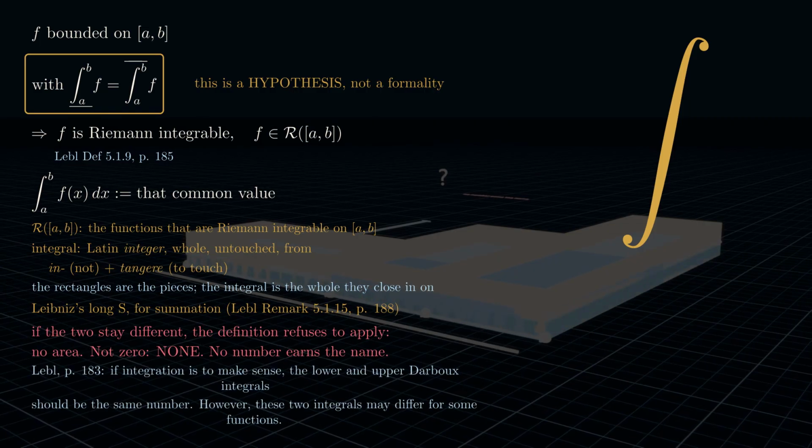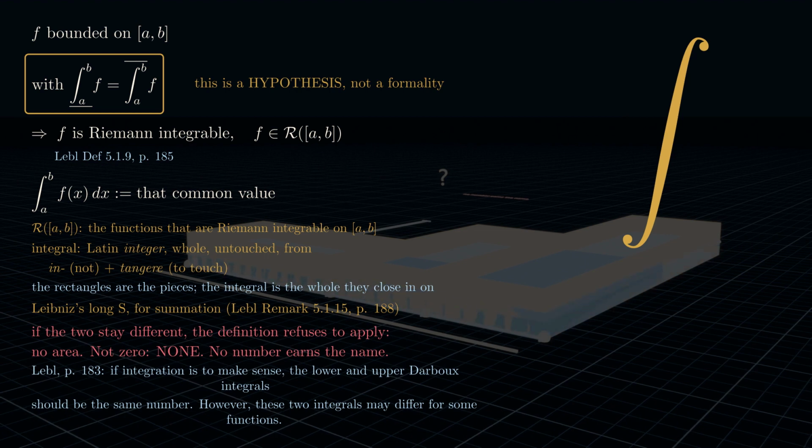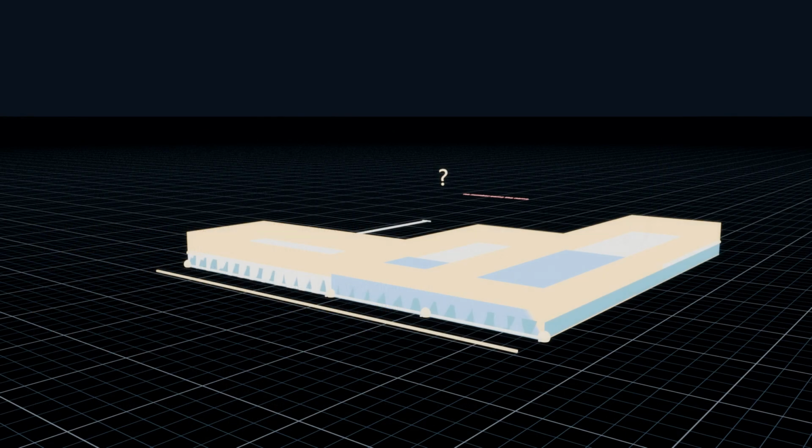Our Lebl says it plainly on page 183. If integration is to make sense, the lower and upper Darboux integrals should be the same number. However, these two integrals may differ for some functions. Let us meet one.